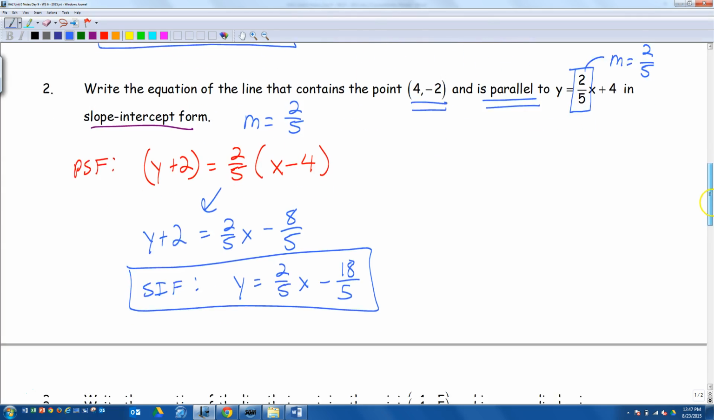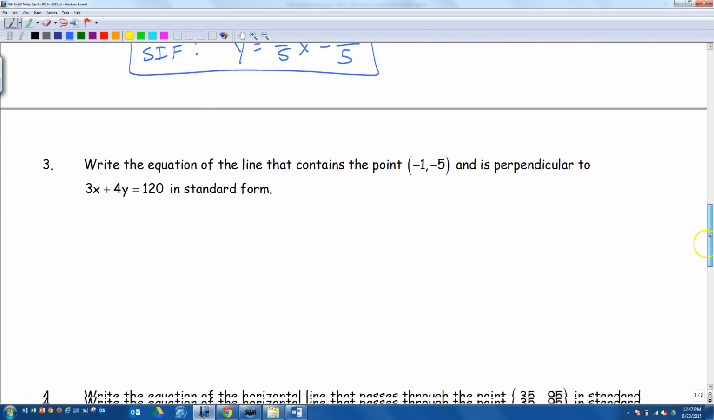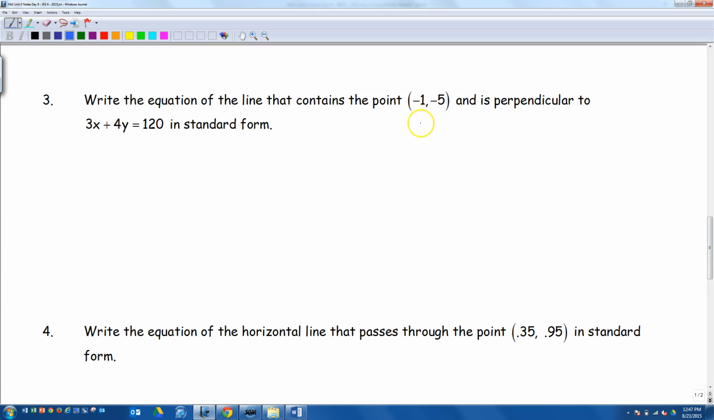Okay, next page, we're going to do the same thing. We're going to write an equation of the line that contains this point. So this is the point we're going to use, and it's perpendicular to this line. First of all, we have to get into standard form, so this is actually going to be a little bit of work. First off, we need to know what the slope is of this equation, and you can't do that just by looking at standard form.